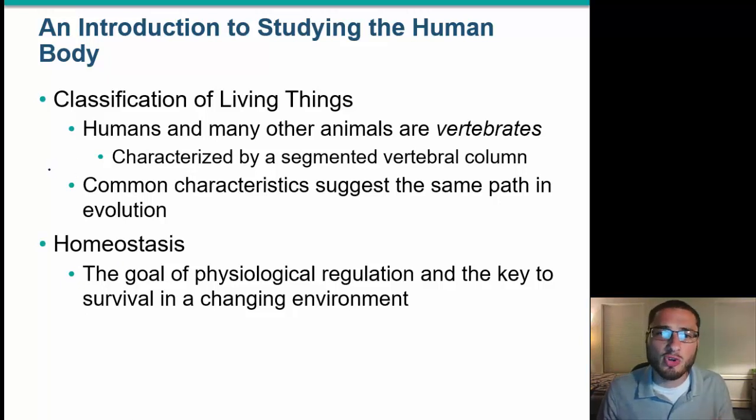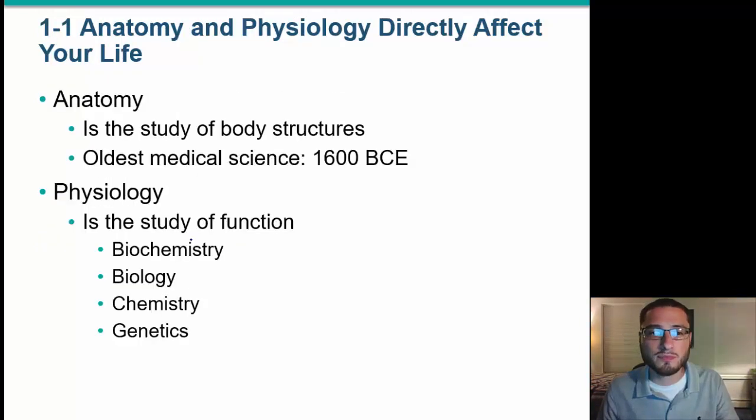Today we're going to talk about the language of anatomy, or an introduction to anatomy and physiology. The chapter opens up talking about how humans are vertebrates, so it's important to know that evolutionarily we do share common ancestors with fish, amphibians, reptiles, and birds. We all have a segmented vertebral column.